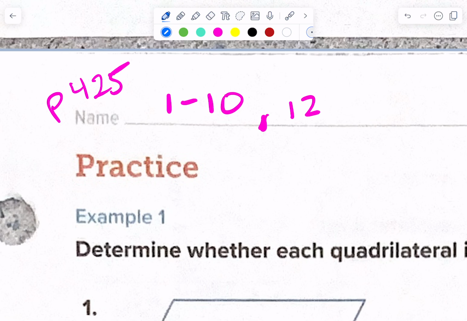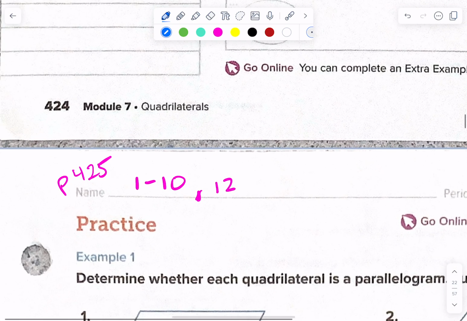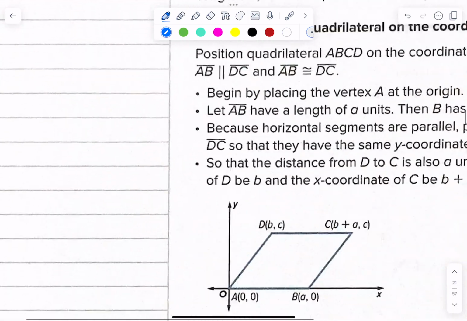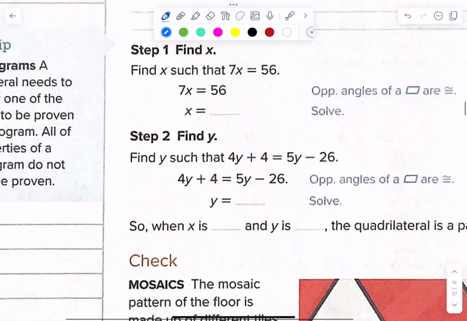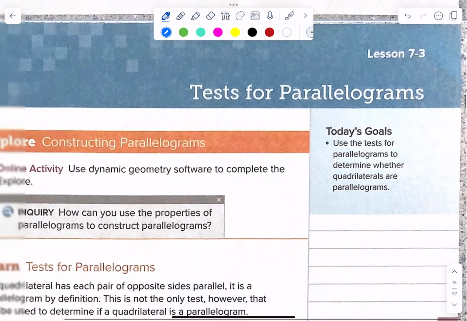All right, hey Aiden, this is section 7.3. Here's the homework assignment for it. It's 1 through 10 all and 12, so just 11 problems for homework. And we're still on parallelograms for right now. Tomorrow we're going to start rectangles and squares and all that good stuff, and you guys are going to love it because it's a little bit easier, okay?